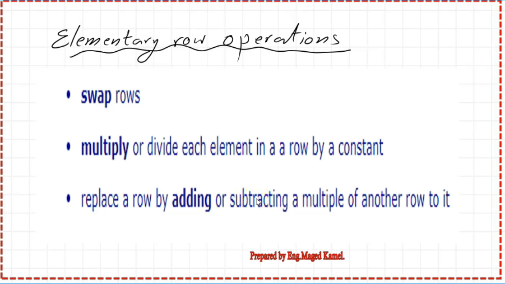This is frequently used in the case of LU decomposition, which we are going to discuss later. We will multiply 5 times row 1, and the result we will add to the second row or to the third row to eliminate one element.